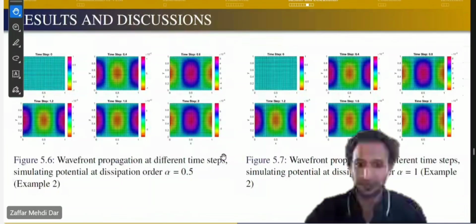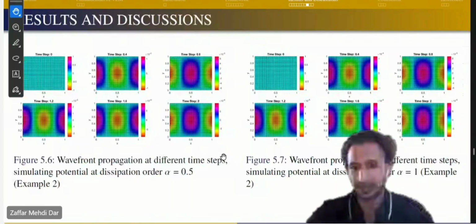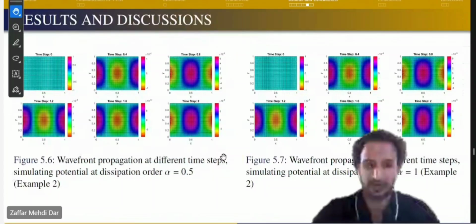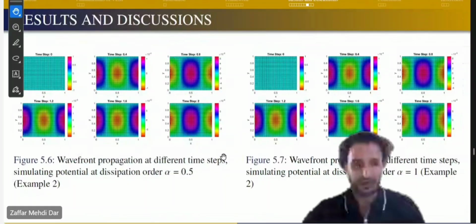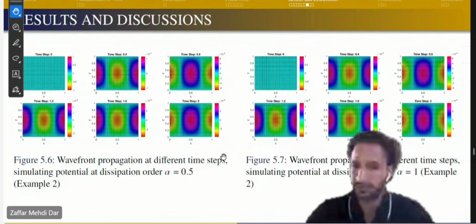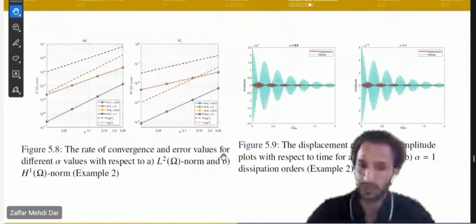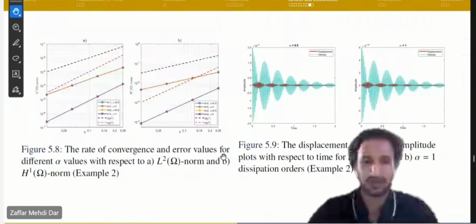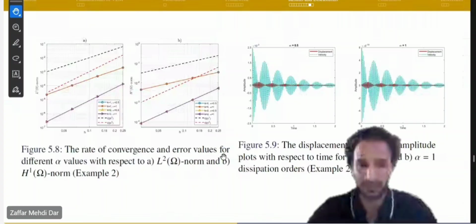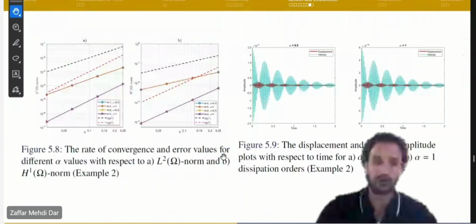Now in this particular example we have again studied the wavefront propagation with different fractional orders. We are going to take alpha equals to 0.5. We are going to study from figure 5.6. We have the wavefront propagation at different time steps that will simulate the potential with the dissipative order 0.5, and figure 5.7 shows the wavefront propagation when the dissipative order is alpha equals to 1.